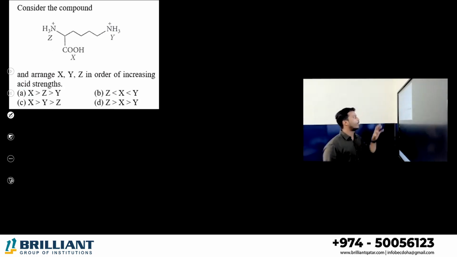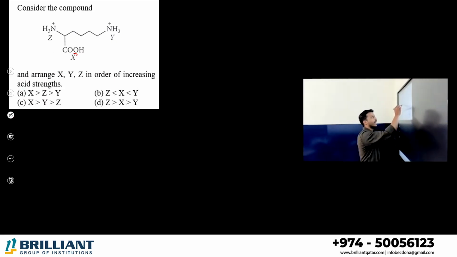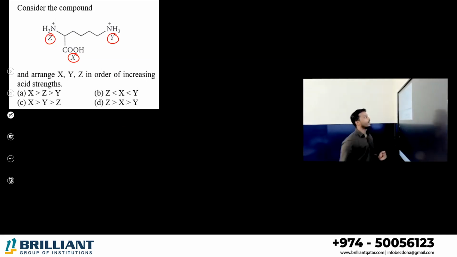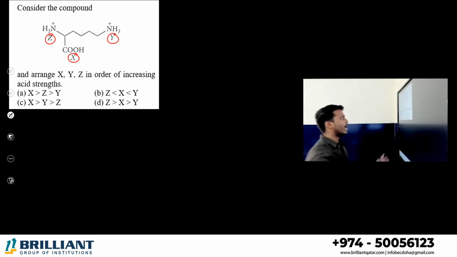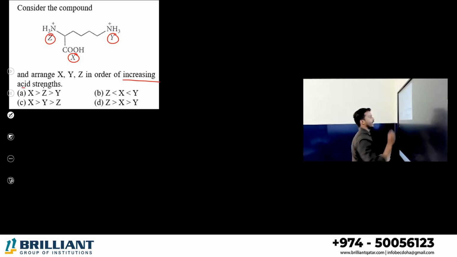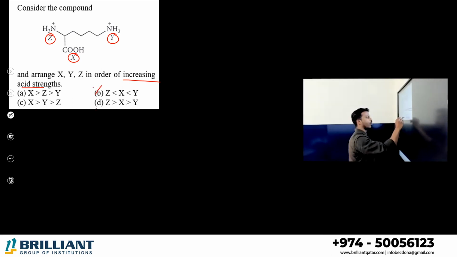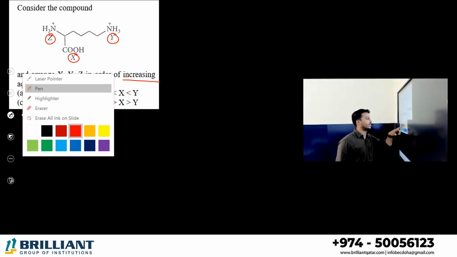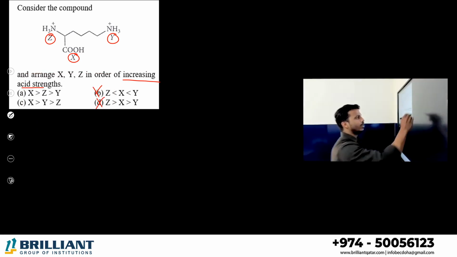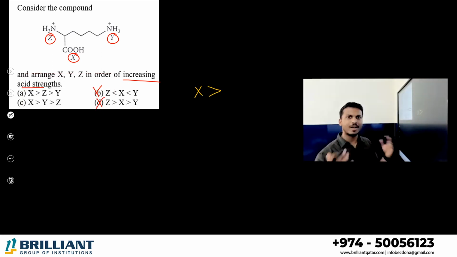Consider the compound. You can see there is a compound. Arrange X, Y, Z in the order of increasing acid strength. Carefully all of you listen. This is X, Z, Y. Dear all, question is increasing order of acid strength. Can you tell me which group is highly acidic in nature? No doubt. Which one? Carboxylic acid. Correct. X is greater acidic in nature. So we can cancel option B and D. Either A or C. X is very much greater because it is carboxylic acid.